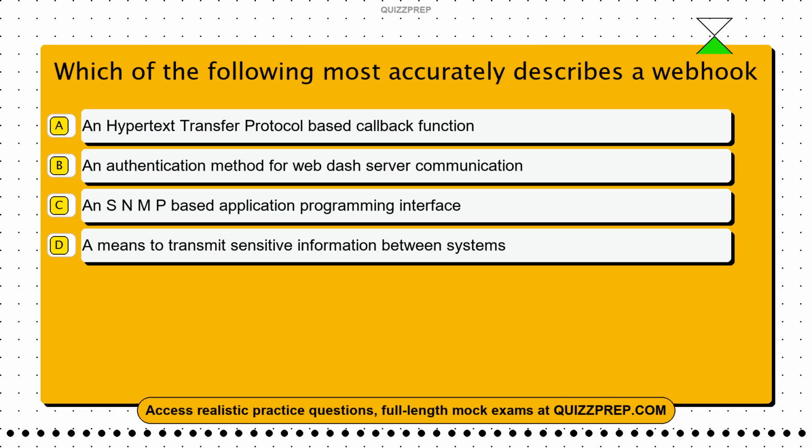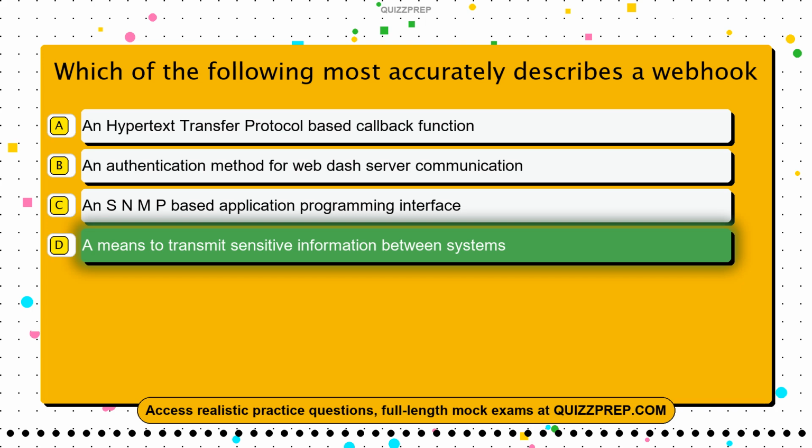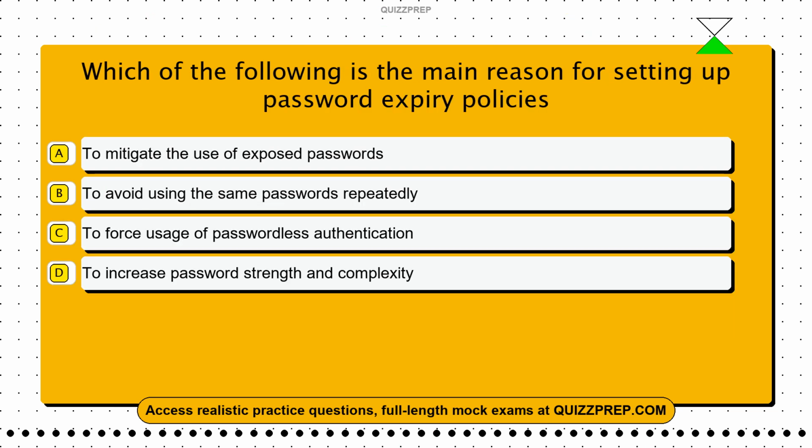Question 53. Which of the following most accurately describes a webhook? Option A, an hypertext transfer protocol-based callback function. Option B, an authentication method for web-server communication. Option C, an SNMP-based application programming interface. Option D, a means to transmit sensitive information between systems. The correct answer is option D, a means to transmit sensitive information between systems. A webhook is a way for one application to provide other applications with real-time information via an hypertext transfer protocol callback.